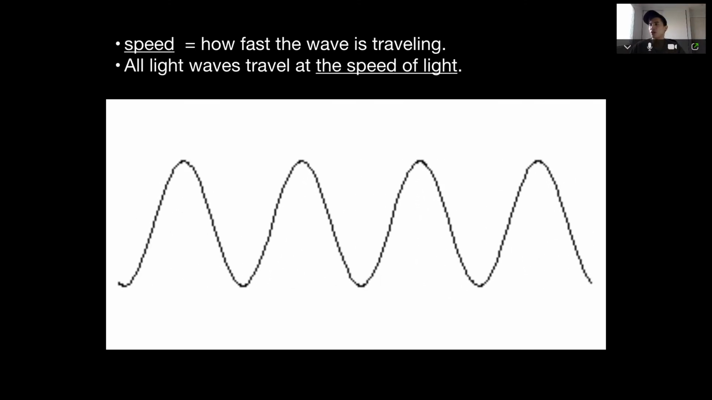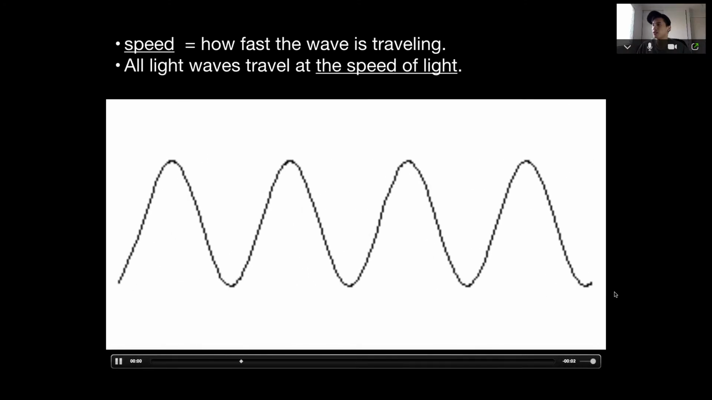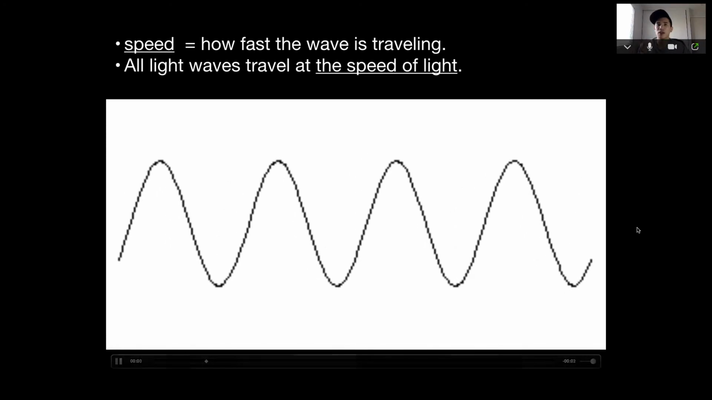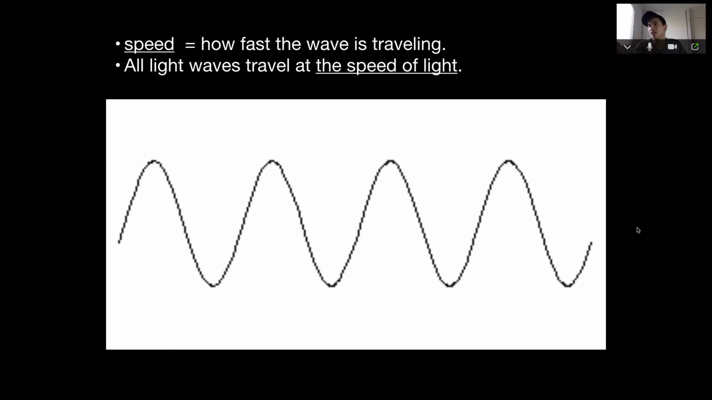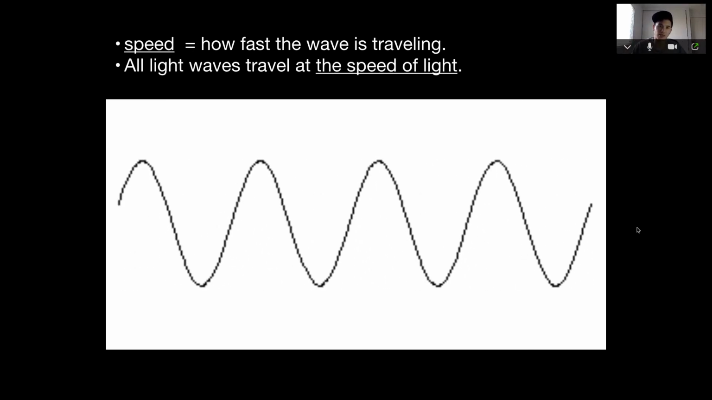So for example, if this wave that I'm showing you guys right now is a wave of light, you can see that it's moving to the right. And so therefore that wave, even though it doesn't look like it, if we're going to classify it as a light wave, that light wave has to move at the speed of light.